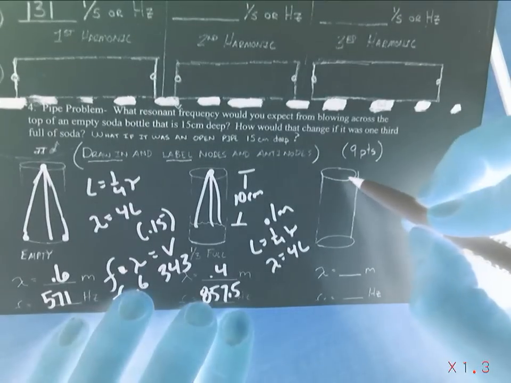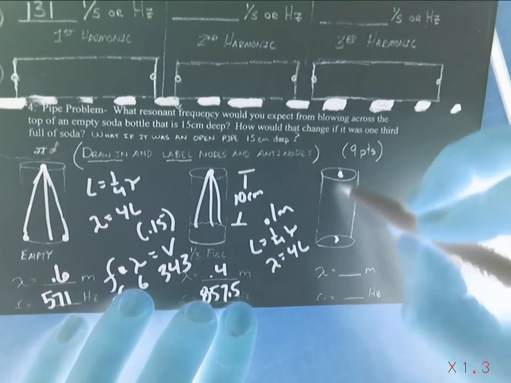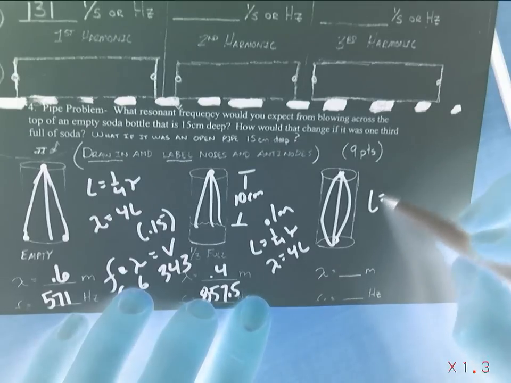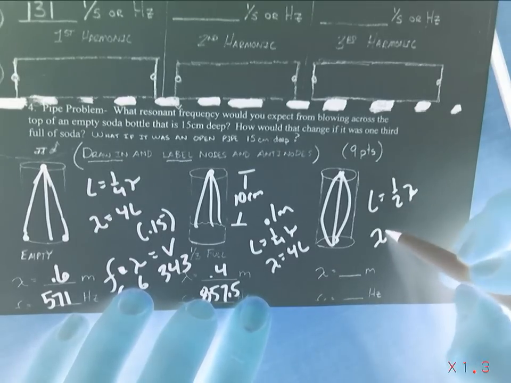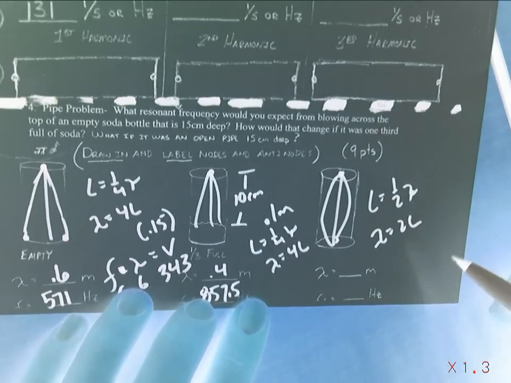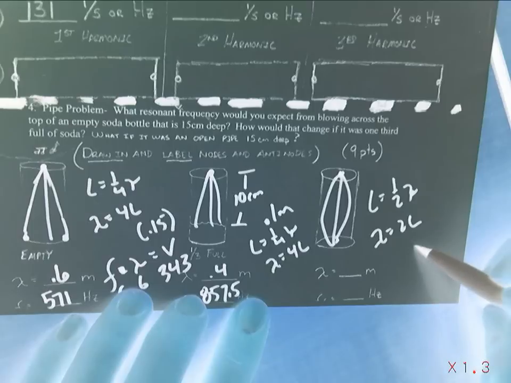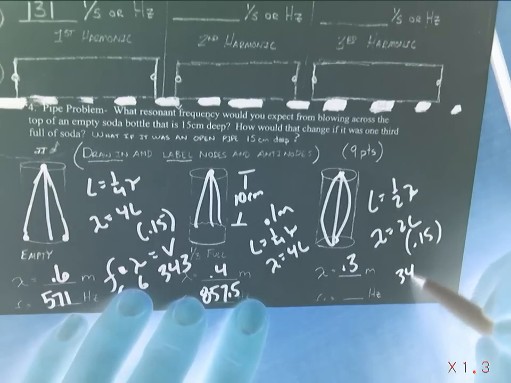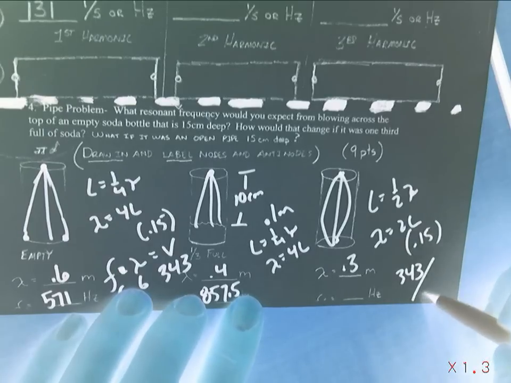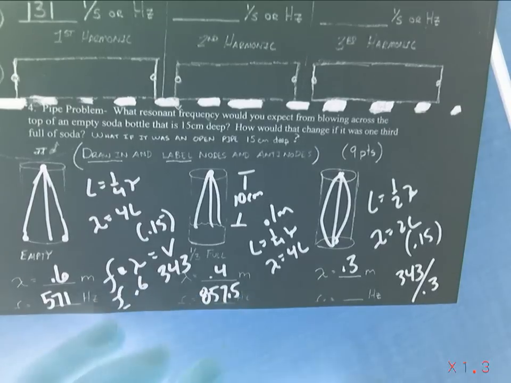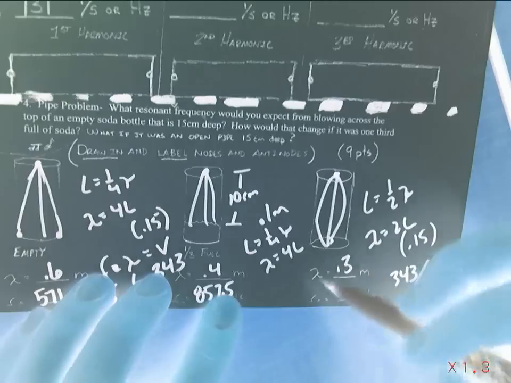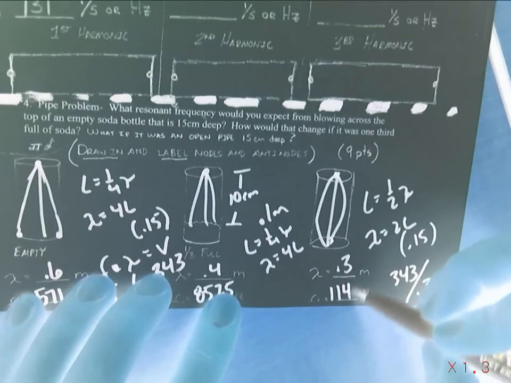Finally, we have an open pipe. It's open on both ends, so it's kind of like a string in that sense, that it has nodes on the end. L equals half a wave, wavelength equals 2L. What we're going to do is put in 0.15, so we get 0.3 for the wavelength, and we do 343 and divide by 0.3. And we get this huge frequency, 1143.3.